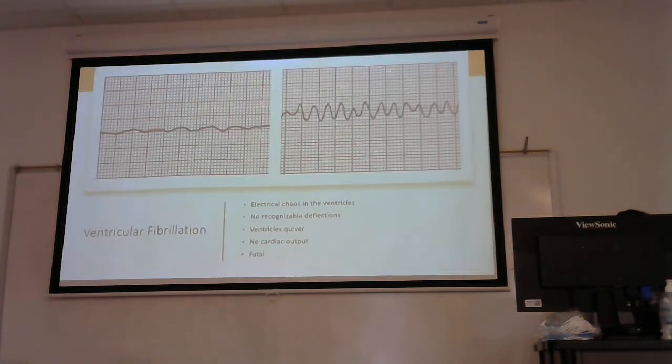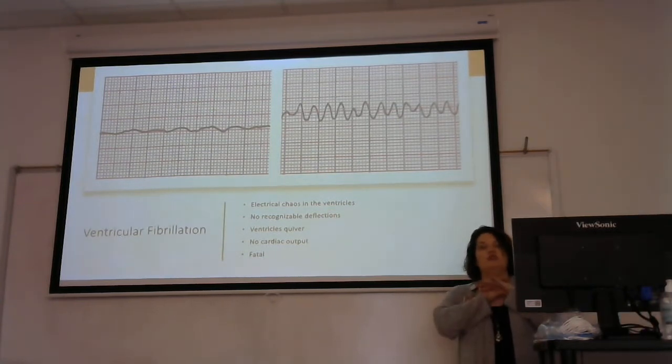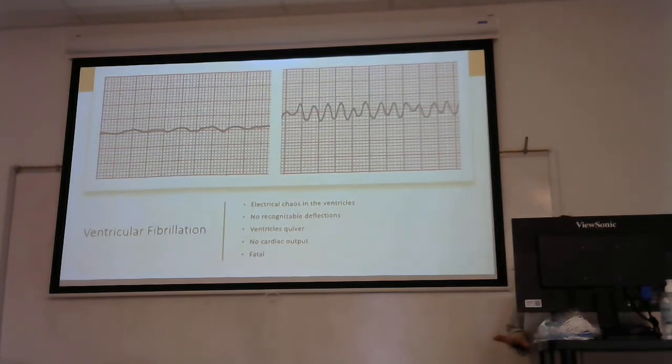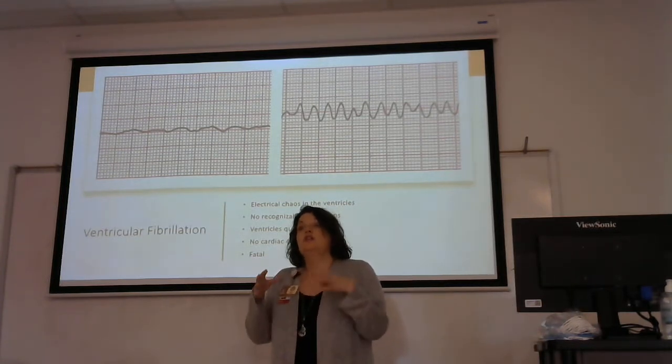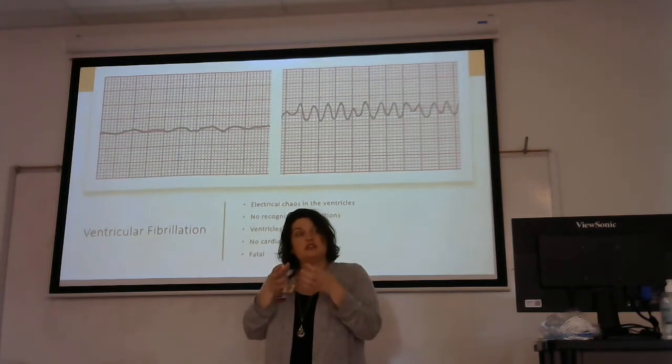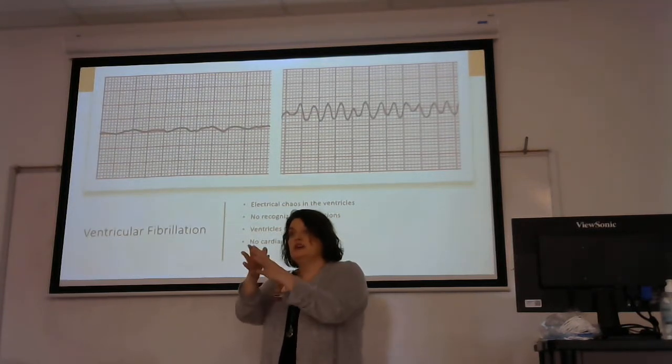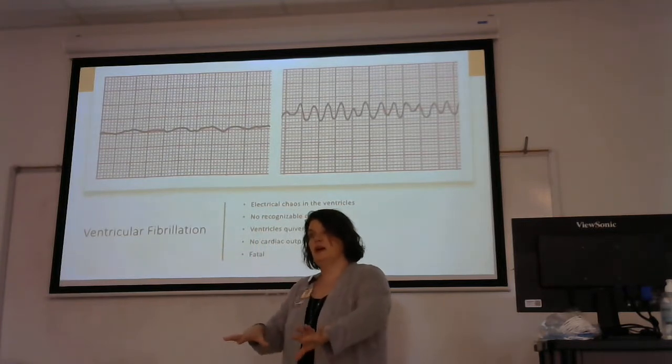So let's go on to our next one. This is VFib. Here's the problem with VFib: you have lots of impulses firing in a totally disorganized manner, guys. So the ventricles are not able to contract, and if they're not able to contract, they're not able to produce cardiac output. The ventricles are just quivering there. They're consuming lots of energy and lots of oxygen, but they're not doing anything productive because they're not able to squeeze to let the blood go out to the body.